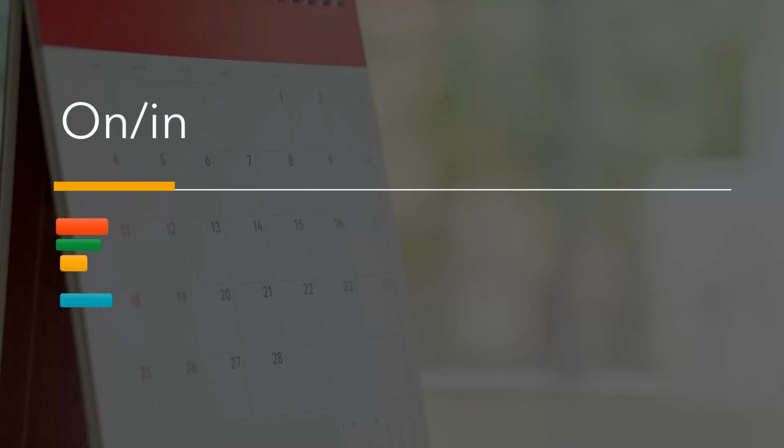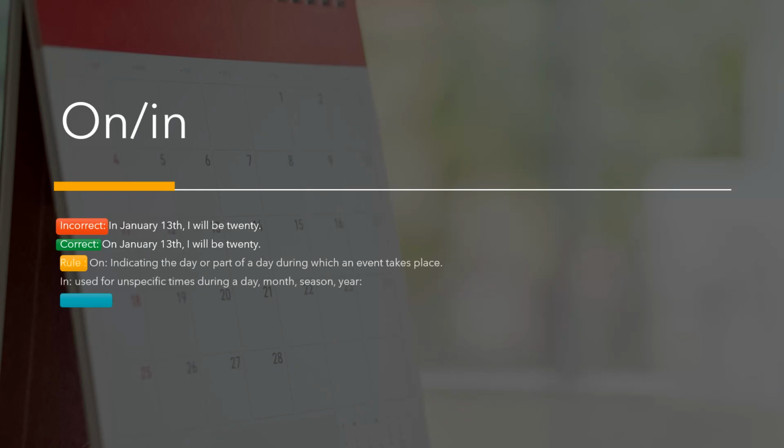On, in. On January 20th, I will be 20. "On" is used to indicate the day or the part of the day during which an event takes place. "In" is used for unspecific times during the day, month, season, or year.